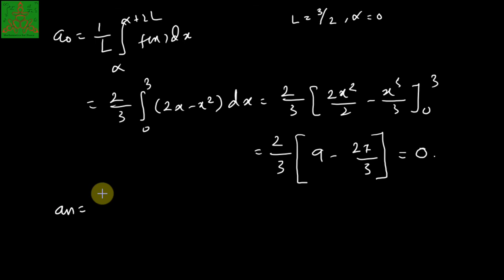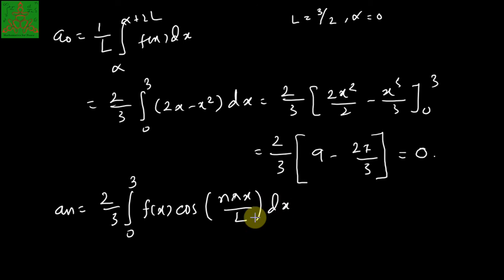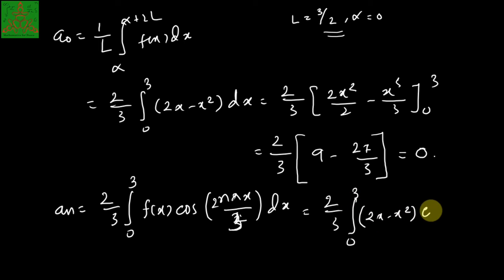Let us calculate what is an. As per this, the factor is 2 by 3, 0 to 3. In the same manner, f of x cos n pi x upon L. But what is L? L is 3 by 2, so this will be 3 here and 2 will come here. So that's why it is 2 by 3, 0 to 3, 2x minus x square cos 2 n pi x upon 3 dx. Now we have to apply the integration by parts.